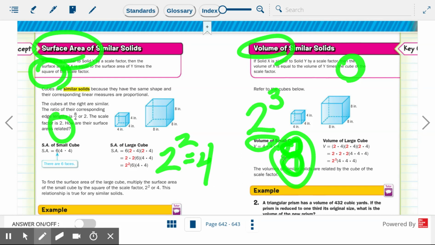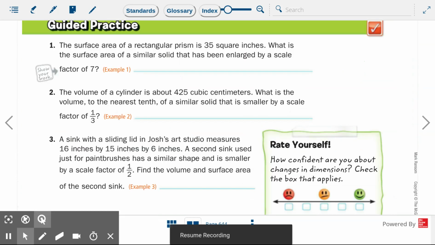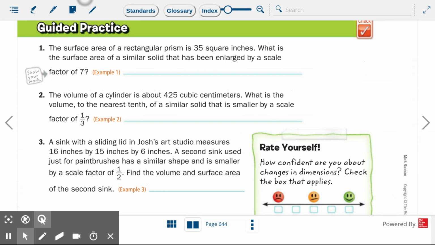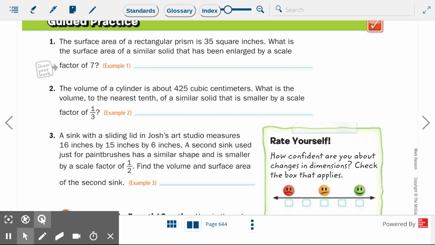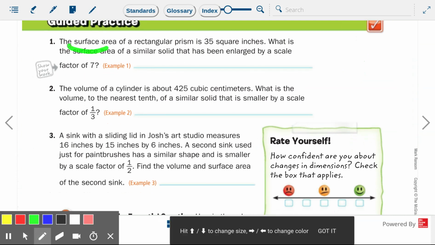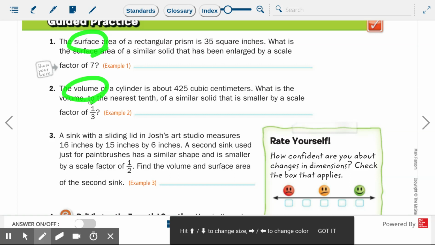Let's look at some specifics. So in these guided practice ones here, we see a surface area. Oh, I don't have the pen on. We have a surface area one and a volume. And then this is the one that is the trickiest one.